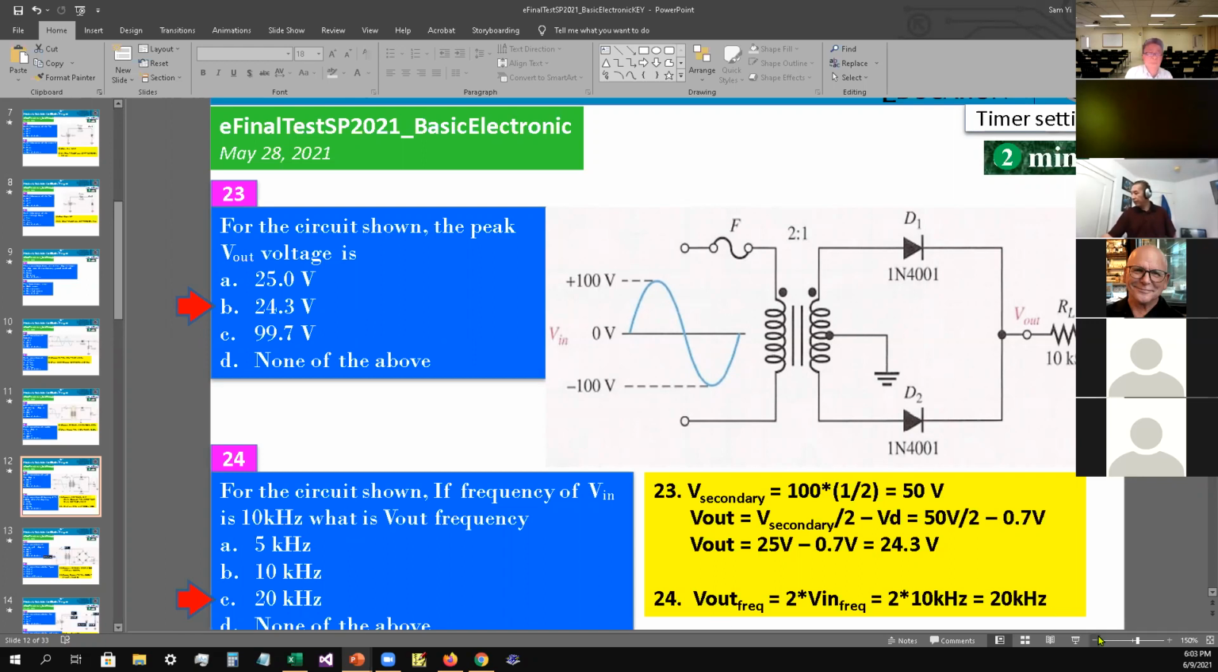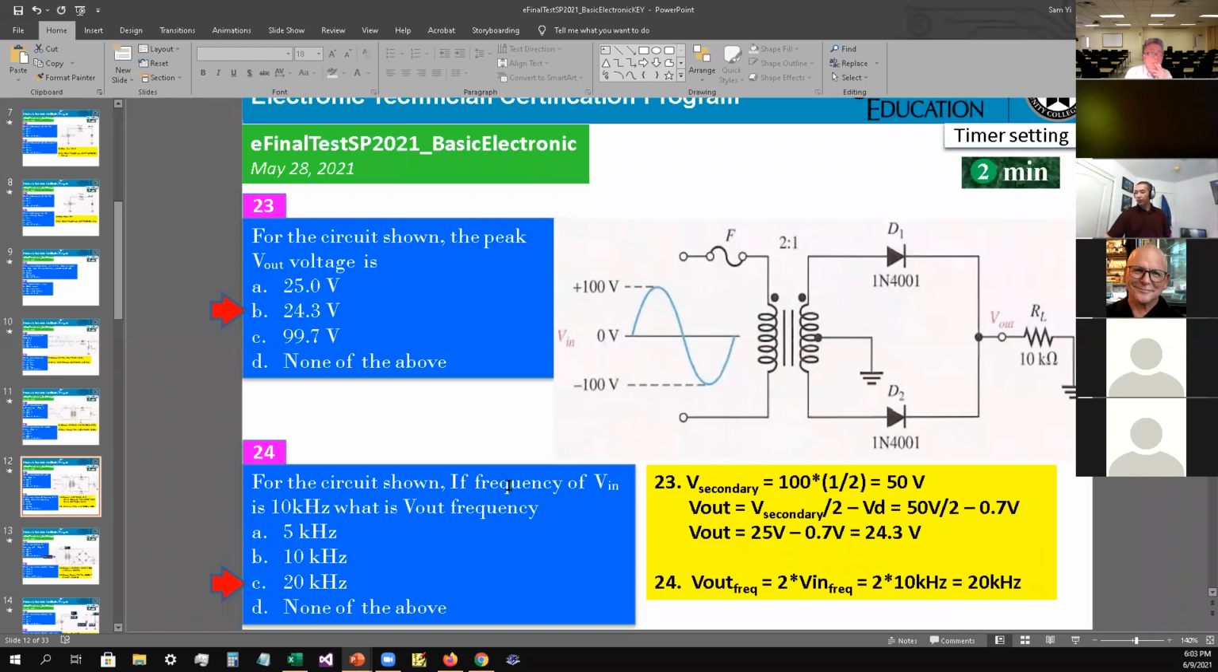For 24, the frequency of Vin is 10 kilohertz. What is the V out frequency? This one is a single phase. It goes through here, and it's going to get doubled, because this side and then the other side each conduct. So it's going to be double the frequency of the input: 10 here and 20 out. So the answer is C as in cat for number 24.